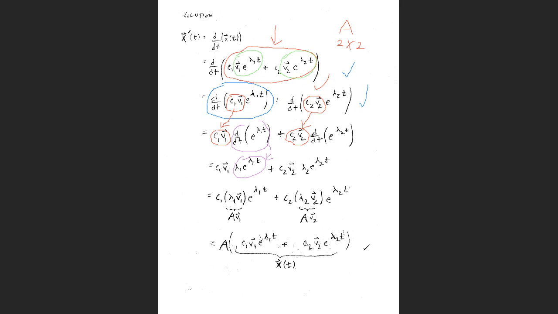And I'll take the derivative of e to the lambda 2t. That just equals lambda 2 times e to the lambda 2t power. So far, are we good up to here? Are there any questions?